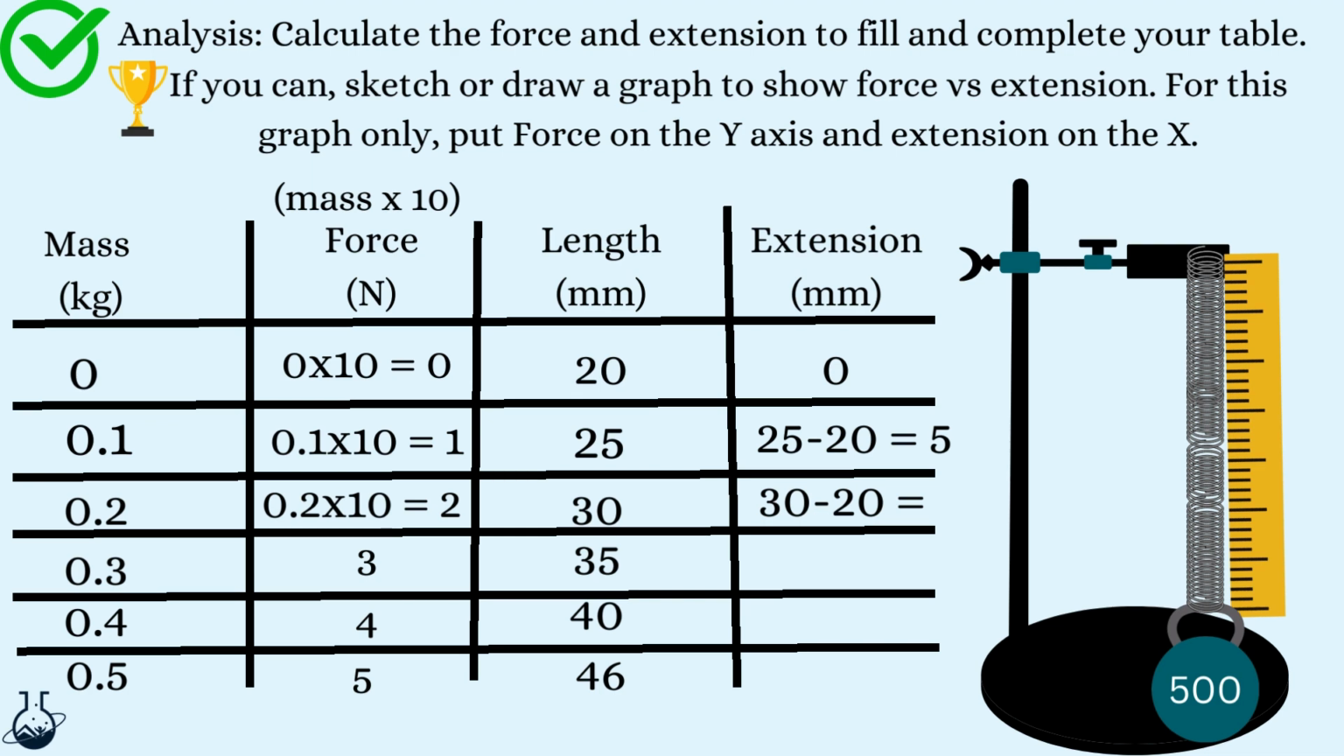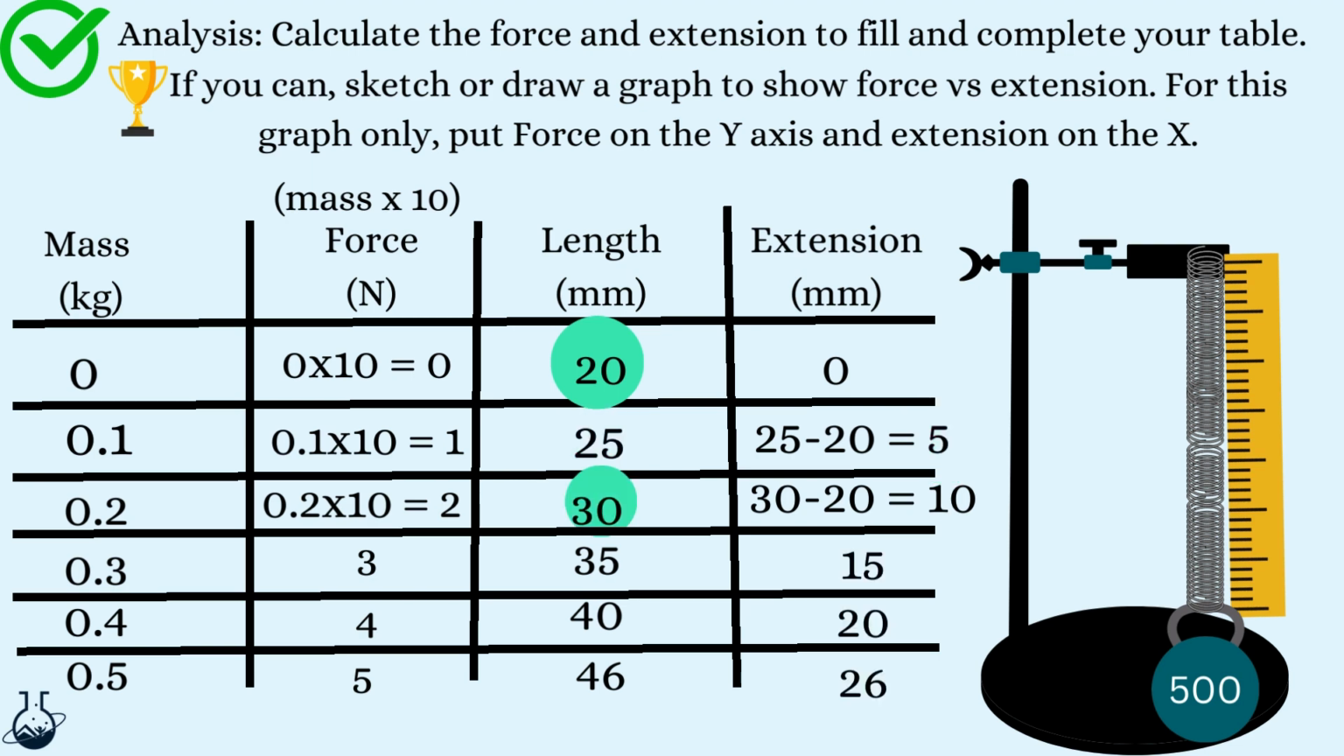Okay, moving on to our extension column where we've already had some examples provided. Remember, extension is just the difference between the original unloaded length and the stretched length. So we'll be comparing everything to the length of when there was 0 kilograms of mass on the spring, which is 20 millimeters. So when we added 0.1 kilograms, it stretched from 20 to 25 millimeters, an extension of 5 millimeters.